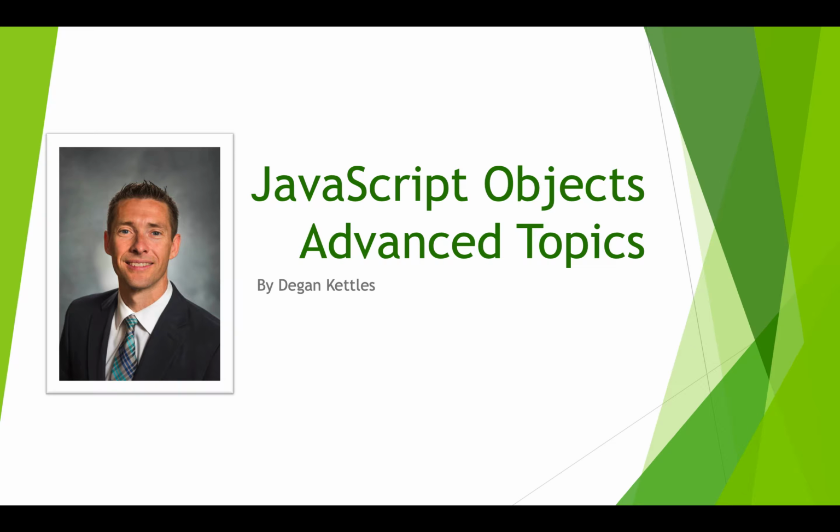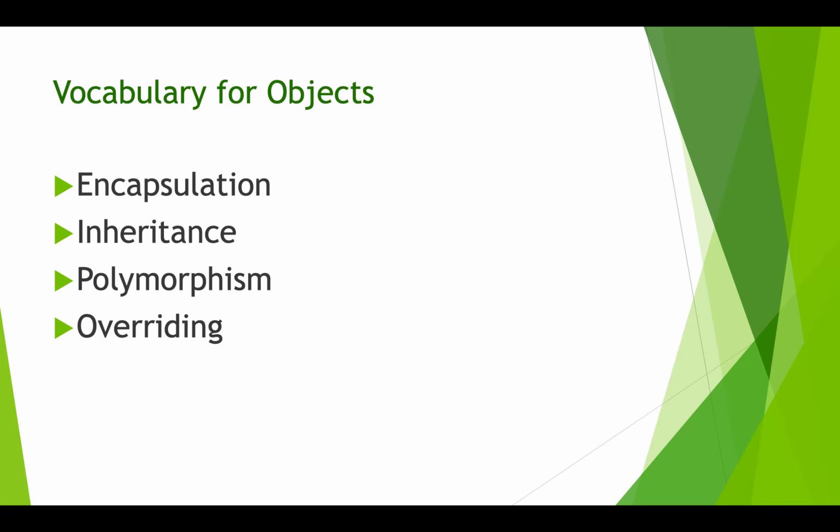In previous lessons, I taught you about the basics of creating objects in JavaScript. Now let's move on to some more advanced topics. As we go through this lesson, listen for some of these key words: encapsulation, inheritance, polymorphism, and overriding. These are concepts that apply not only to JavaScript, but also to any object-oriented programming language.